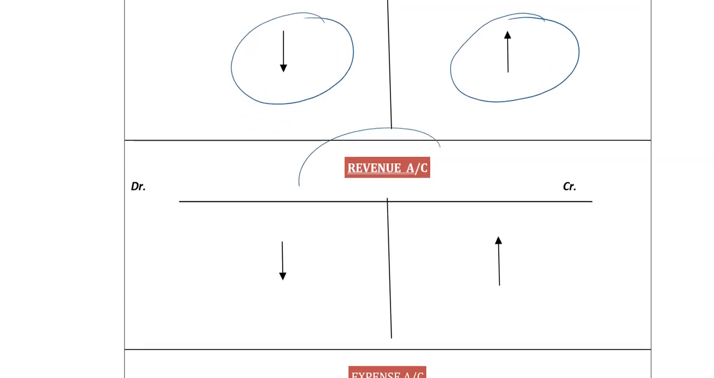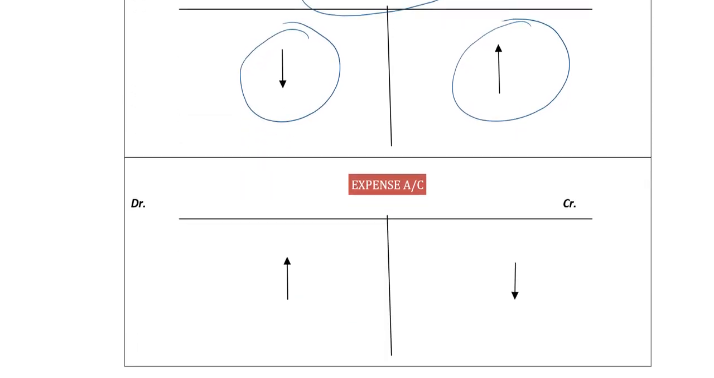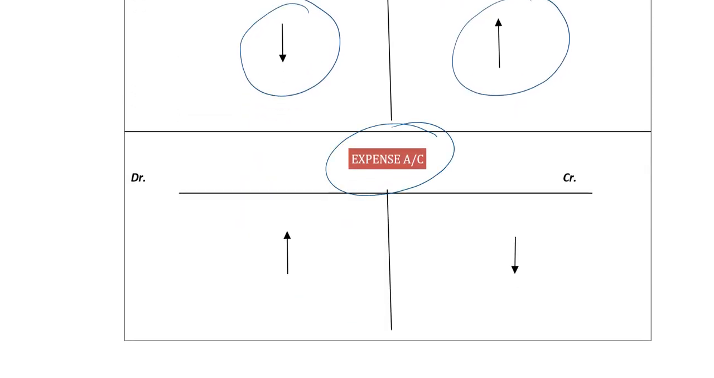Let's have a look at the revenue account. Decrease in revenue is debited and increase in revenue is credited. And finally, the expense account. Increase in expense is debited and decrease in expense is credited.